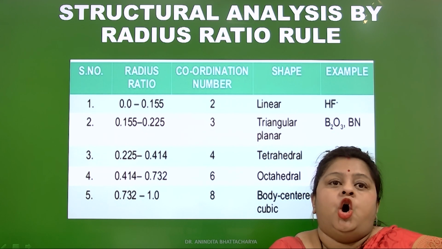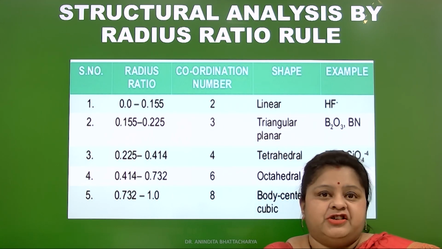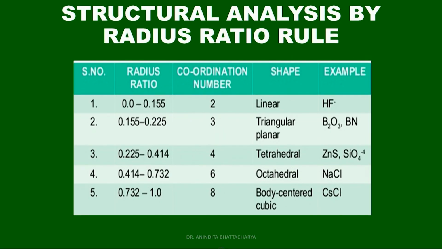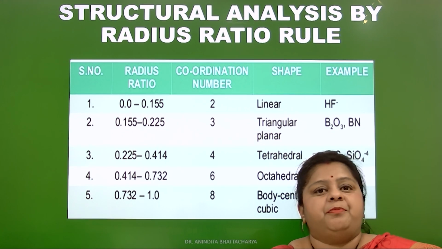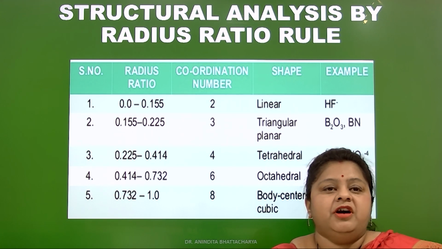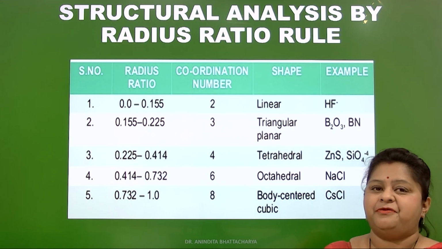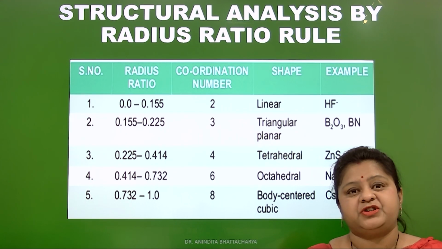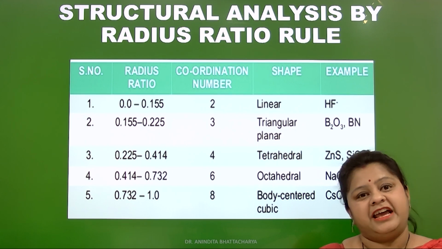Now based on this, we can analyze the structure of the lattice. That is completely based on the radius ratio rule. This table shows the radius ratio and what will be the shape of my crystal. For example, if the radius ratio is 0.0 to 0.155, then the coordination number is 2. It will be a linear molecule like HF.